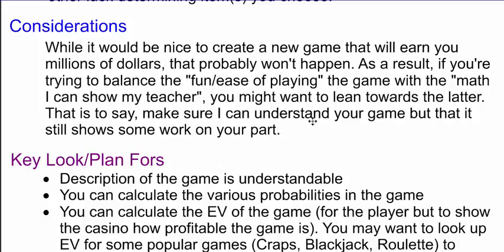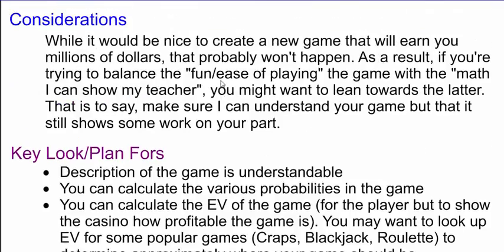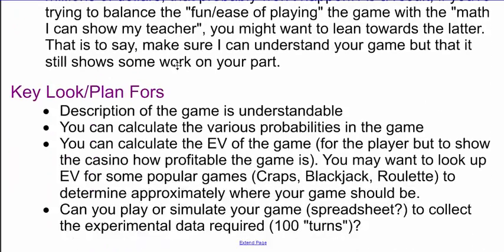That is to say, make sure I can understand your game, but that it still shows some work on your part. Don't make it I'm going to roll one die and pay you $10 for a 1 and $20 for a 2 and $30 for a 3. Well, that's not a very good game anyways, I guess, because the casino is pretty much going to lose unless they charge you $40 to play or something like that. So keep it relatively simple so that it's understandable and so that you can play it in the simulation part down here. But at the same point, make sure that you're showing me that you do understand the math as well. This is the probability project, so it's meant to be the mathy project.